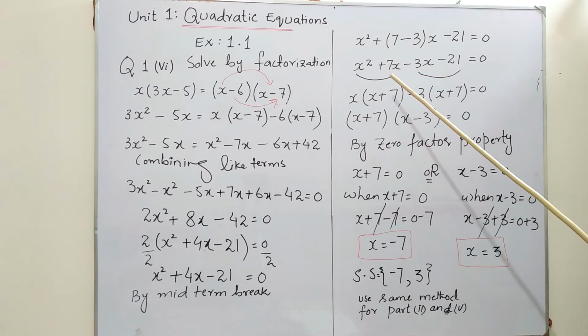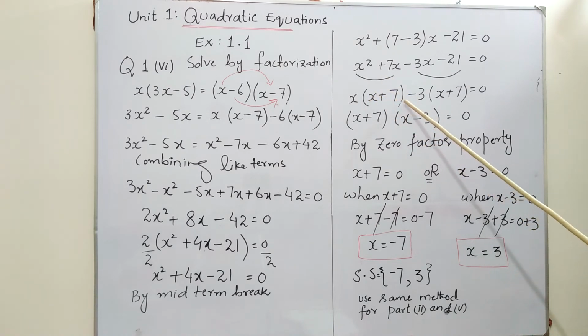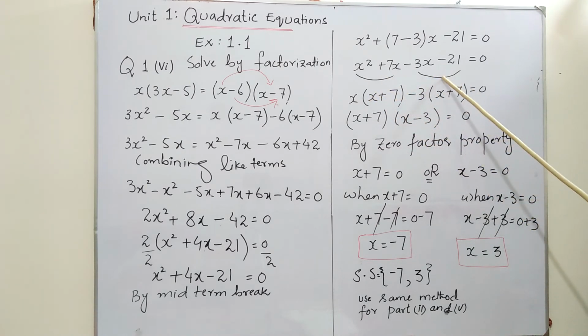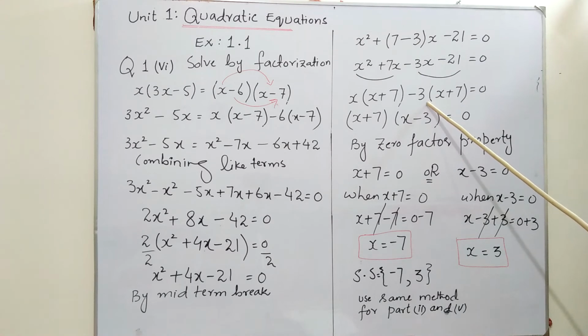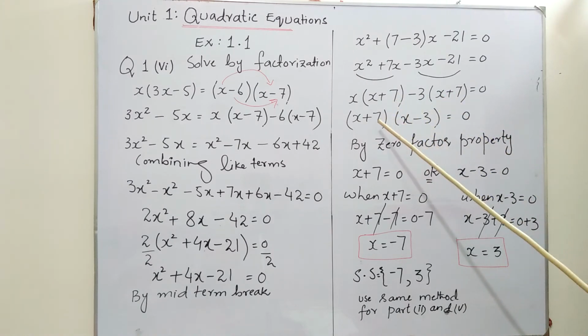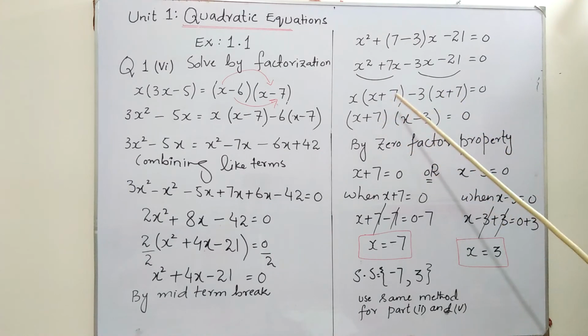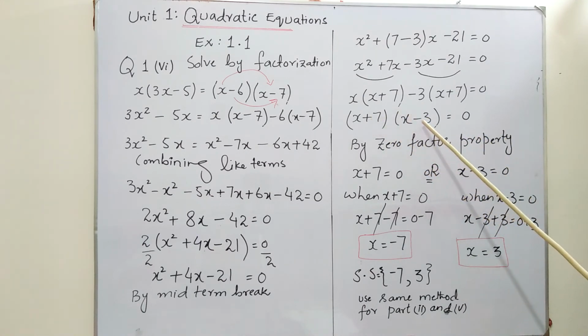Now by grouping and by taking common, x into x plus 7, and from the second group minus 3 is the common member, so minus 3 into x plus 7 is equal to 0. Now again x plus 7 is the common term, so taking x plus 7 as common and combining x and minus 3, we get x plus 7, x minus 3 is equal to 0. So they are the final factors, x plus 7 and x minus 3, of x square plus 4x minus 21.